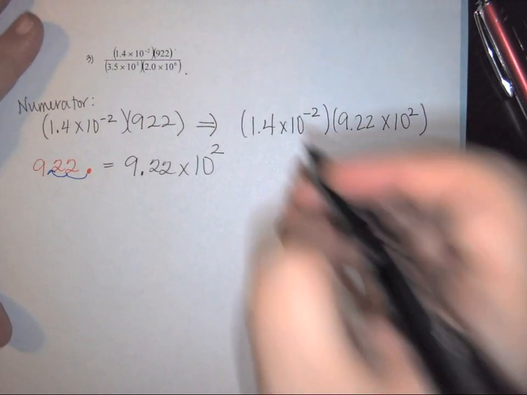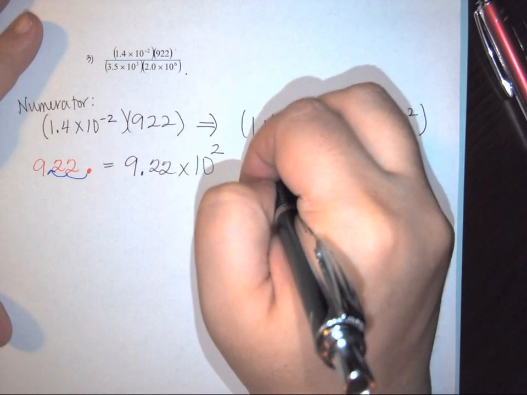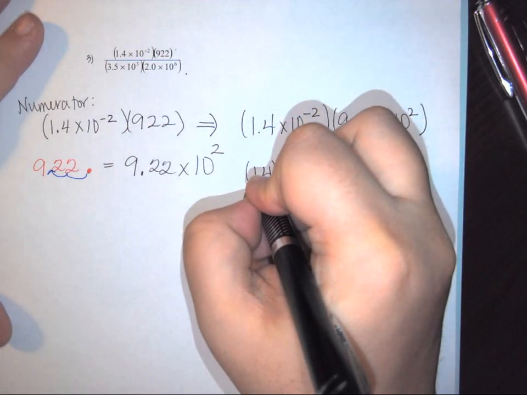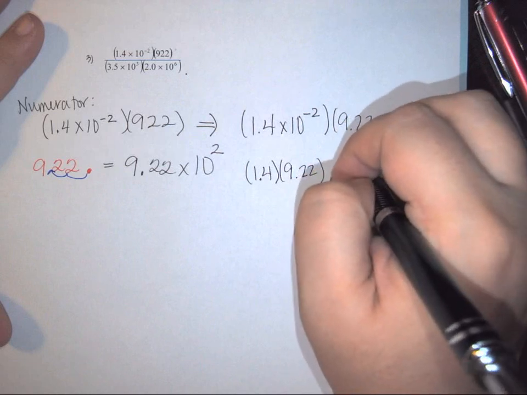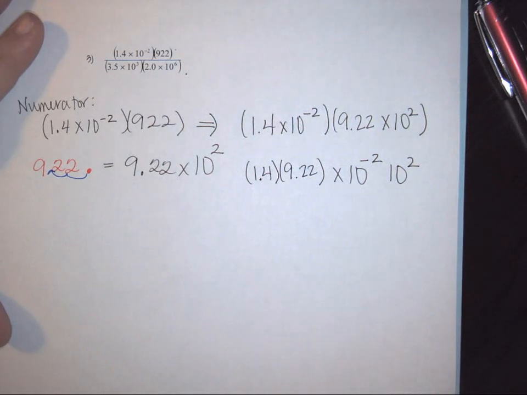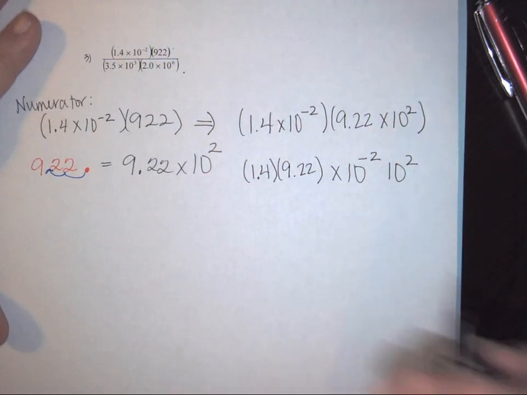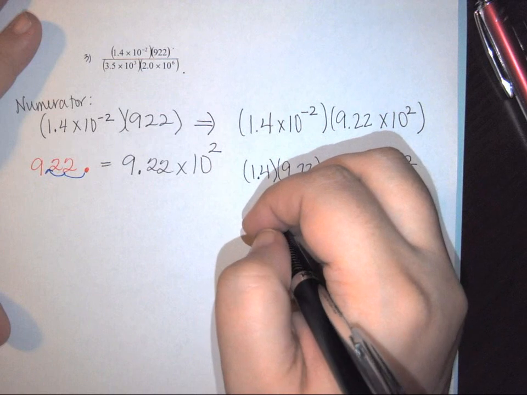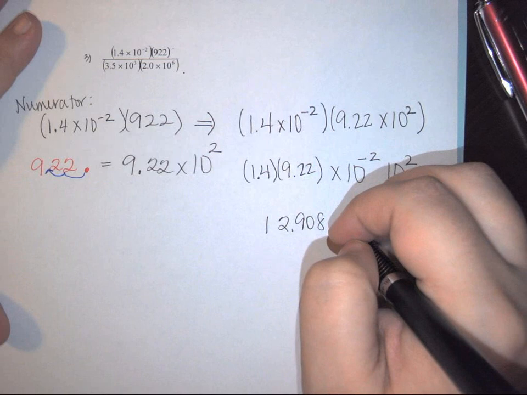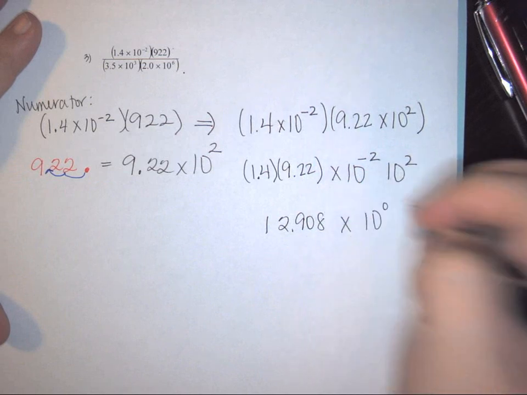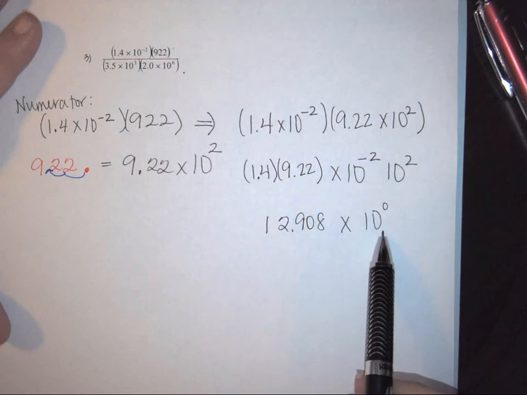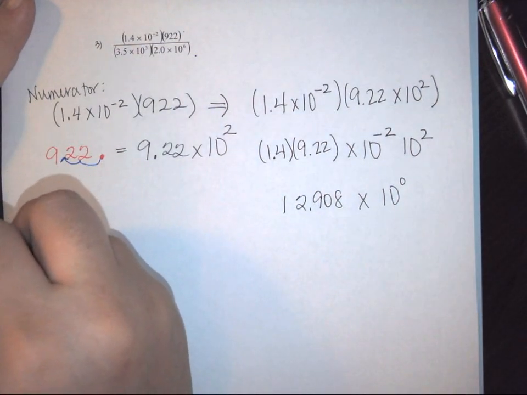Again, the rule says combine your numbers, 1.4 times 9.22, and then we're going to combine scientific notation, so times 10 to the negative 2, 10 to the squared. So here this is going to be 12.908 times 10 to the 0. And so at the moment I would leave this as is, and I would now work with the denominator.